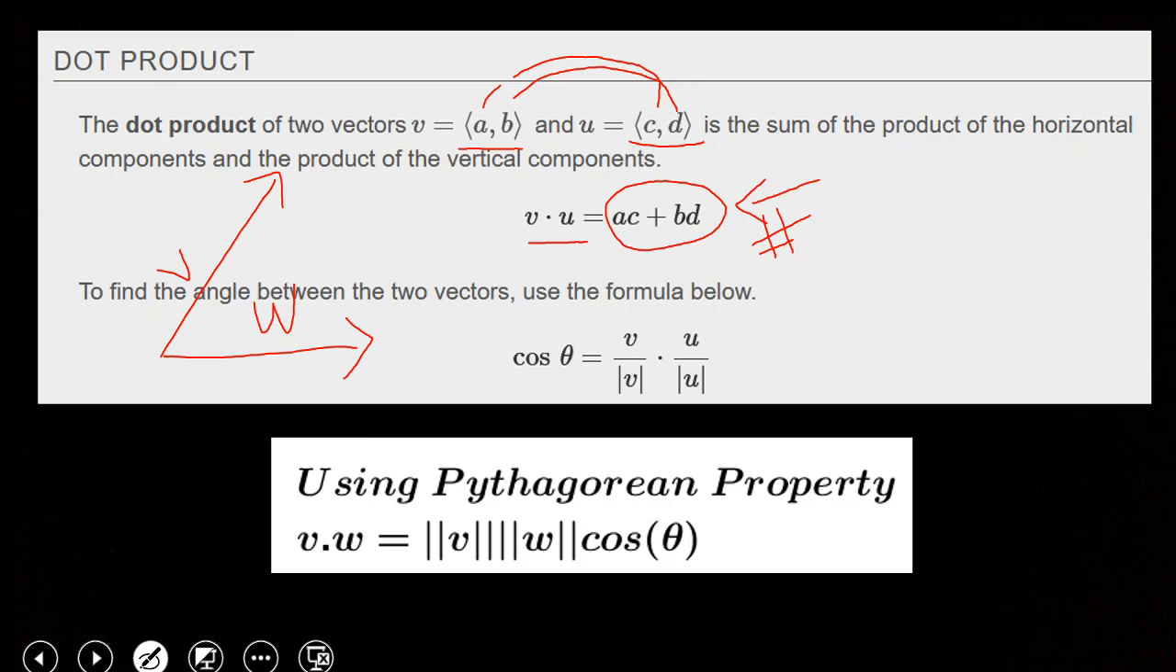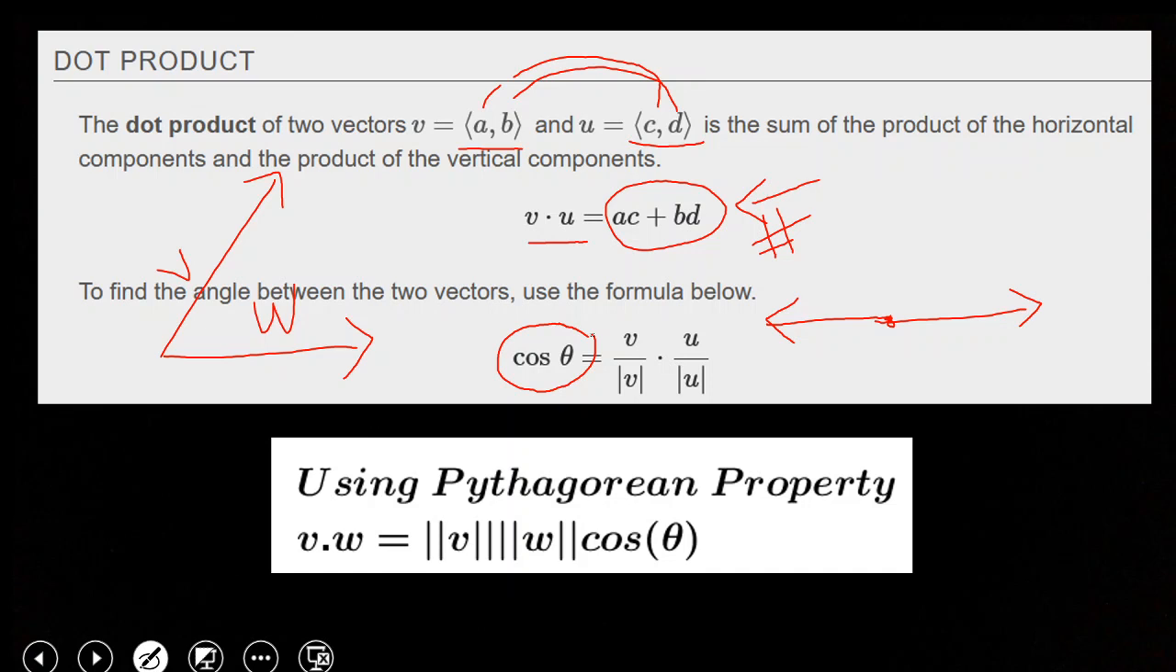So the dot product of two vectors is kind of a number that measures how much the two vectors are in the same direction. For example, if they are in completely opposite directions, what would the dot product be? Well, it turns out that to find the angle between two vectors, we use this idea that cosine of the angle is equal to this.